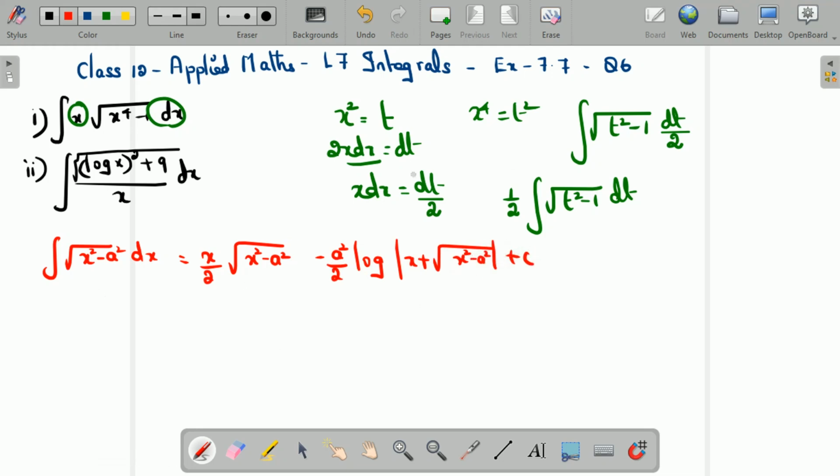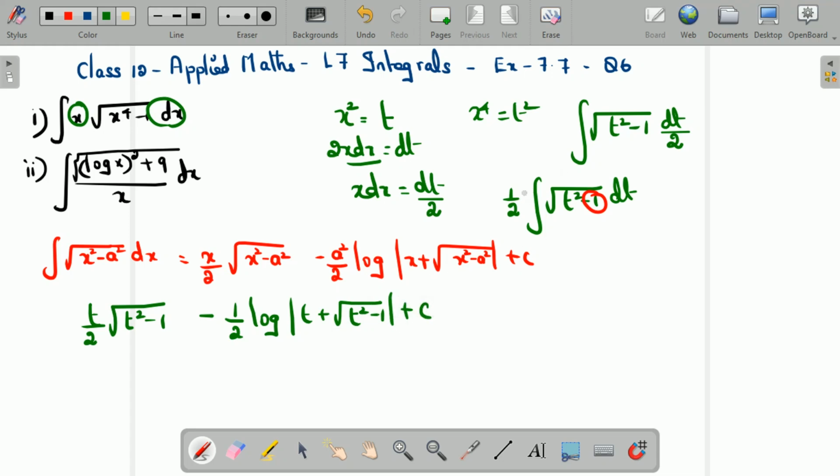So with this formula, wherever there is x squared or x, I'm going to substitute it with t. Wherever there is a squared, on comparison you see it is equal to 1. So let's substitute back in the formula and get the answer. So in this case, I'm putting t by 2 root of t squared minus 1 minus a squared here is 1 either way. So 1 by 2 log of t plus root of t squared minus 1 plus c. Remember, there is a 1 by 2 here outside. So every term here has to be multiplied by 1 by 2.